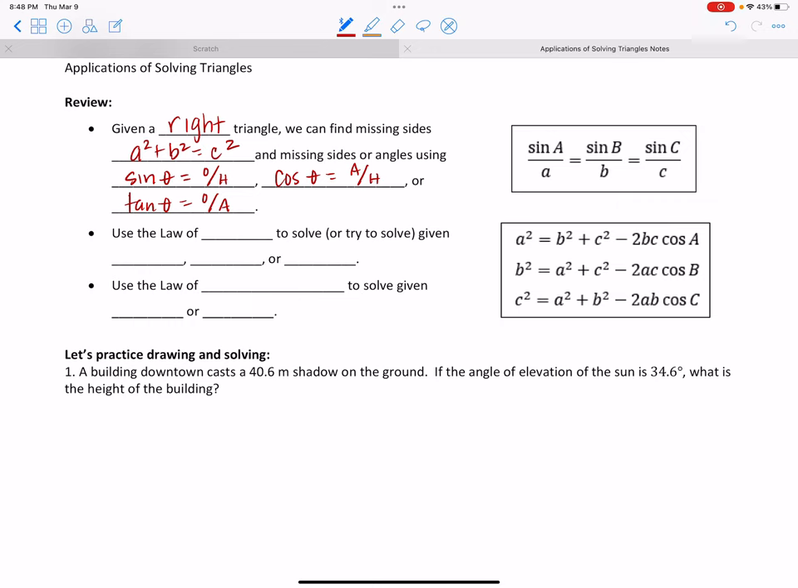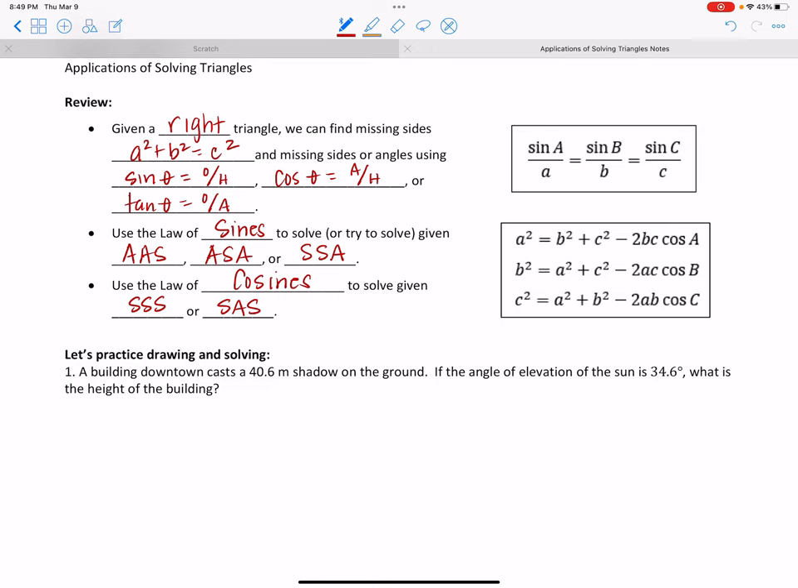Now, if we don't have a right triangle, but we are given or guaranteed, or we have a triangle that is determined by angle, angle, side, angle, side, angle, or the not guaranteed side, side, angle, those will be the cases where we're going to try to use the law of sines in order to find our missing parts. And if we are given side, side, side, or we're given side, angle, side, then we're going to try to use the law of cosines to solve. And for our reference, we have those formulas on the notes.